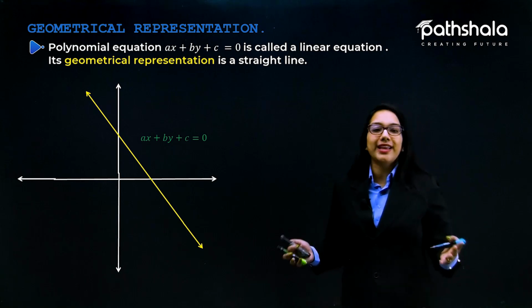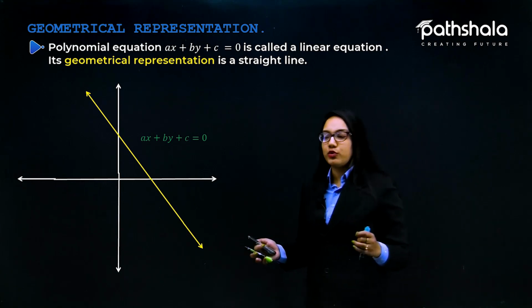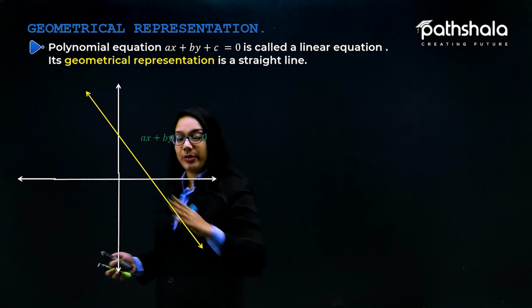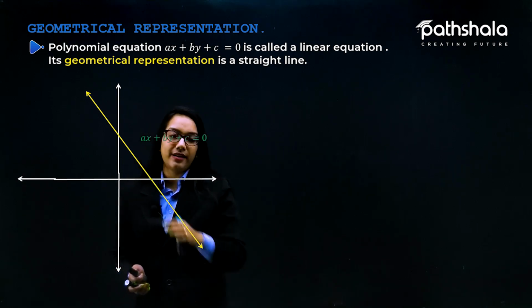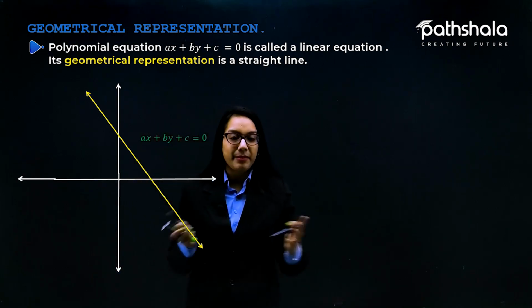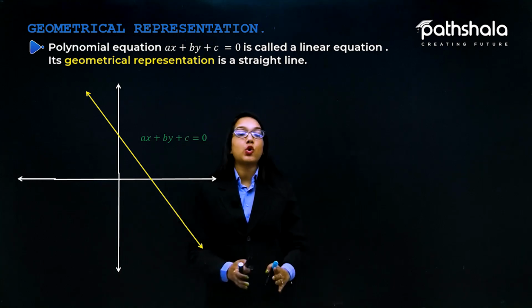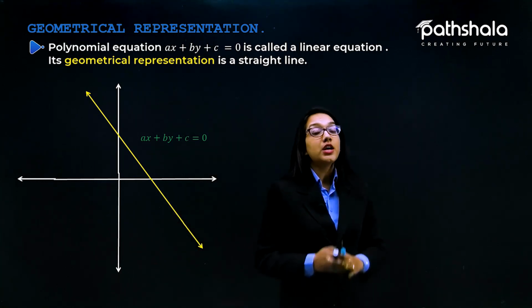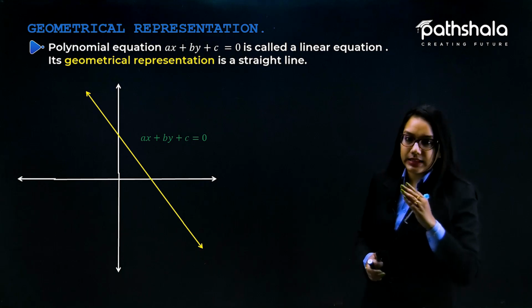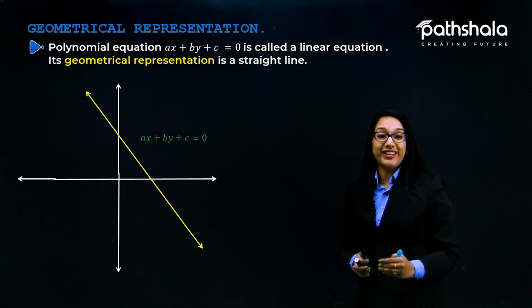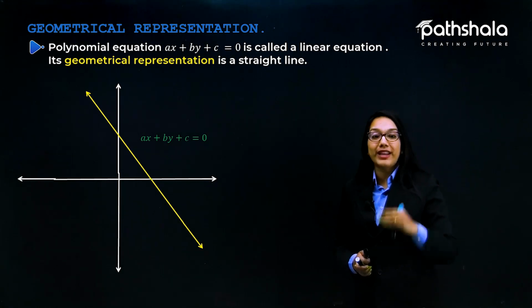It can be of any form. It can be an oblique line, a horizontal line, or a vertical line, it can be anything. But always remember, it is always a straight line. So let's see this geometrical representation with the help of an example.